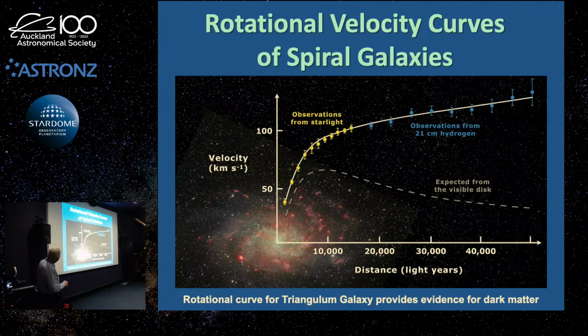But look what they observed. It started leveling out and then actually started to rise. The velocity of the stars was quite high, but long after you could see any stars, all the hydrogen gas was still going out at increasing velocities. And that only means one thing. There's mass out there. And so that was one of the key pieces of evidence for dark matter.